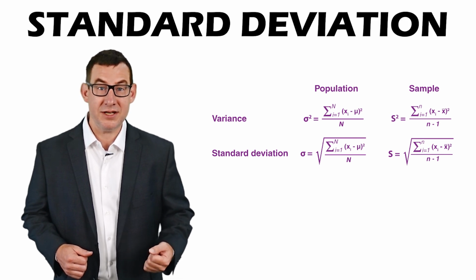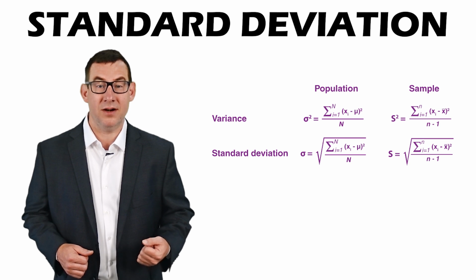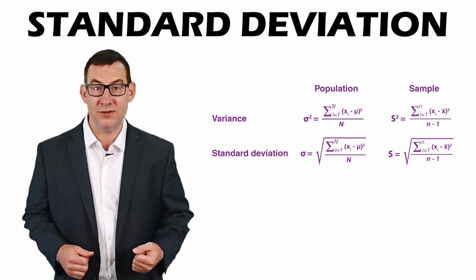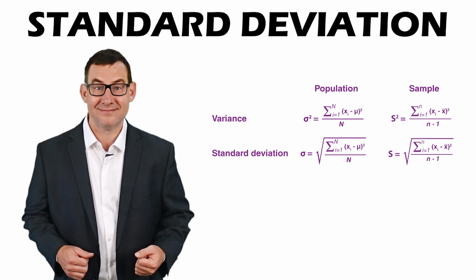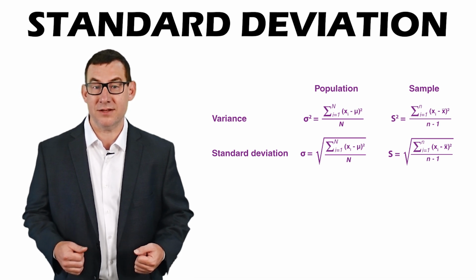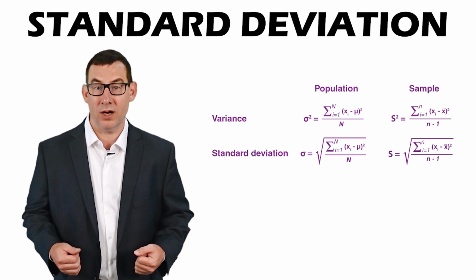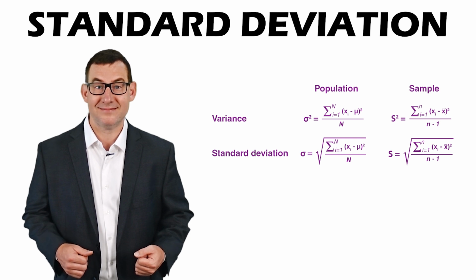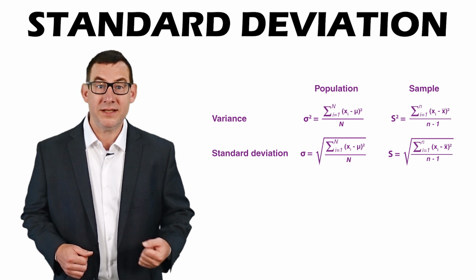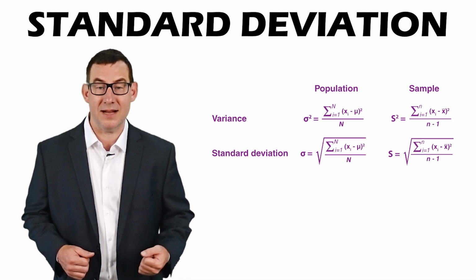The standard deviation is a measure of the amount of variation in a dataset relative to the mean. To calculate standard deviation for a population, take the square root of the variance. When calculating the standard deviation for a sample, subtract 1 from the sample size.